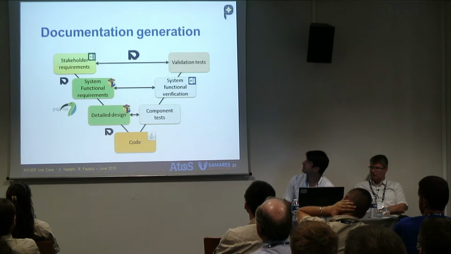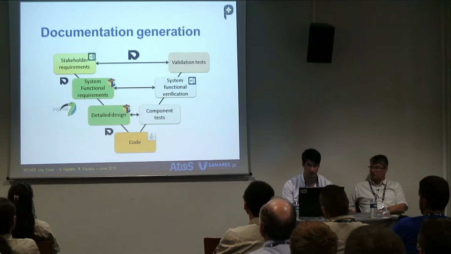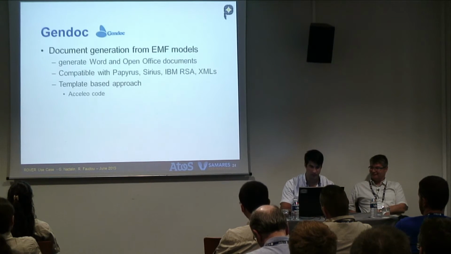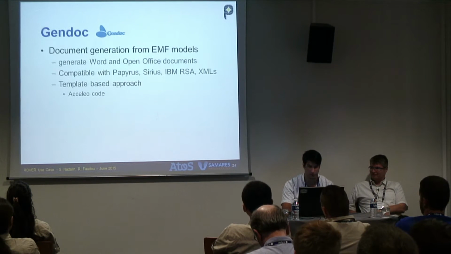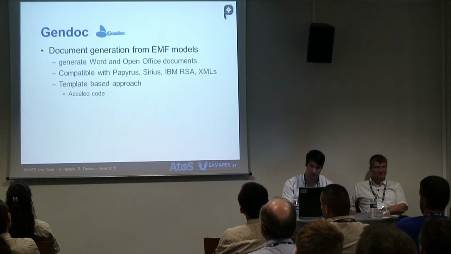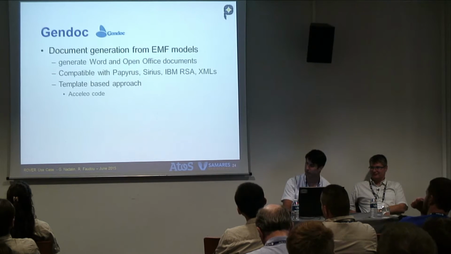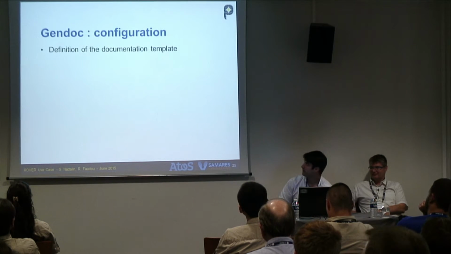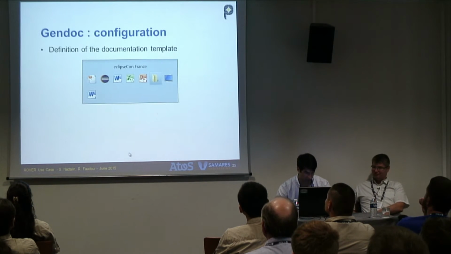So now what we do is document generation to have a picture of our project. So we will use GenDoc. GenDoc generates Word or OpenOffice documents, compatible with Papyrus, Cyrus, IBM RSA, XMLS, and it's a template-based approach. So to do that, we made a template.